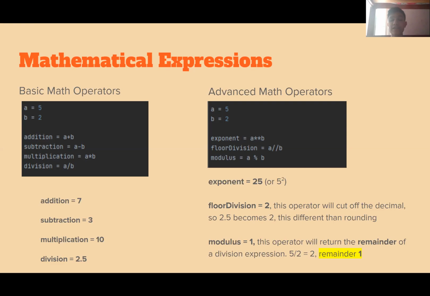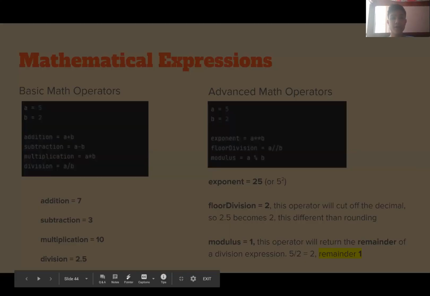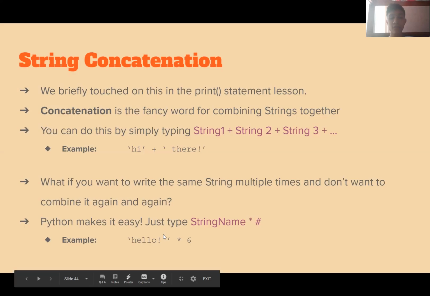And for modulus, the answer is 1. This is because 5 divided by 2 equals 2 with the remainder of 1. That remainder is the answer to 5 modulus 2. So 5 modulus 2 equals 1. And now I will show you a demo in PyCharm.